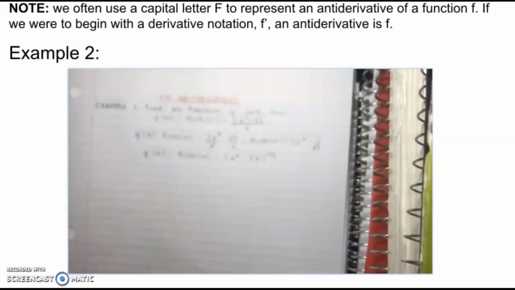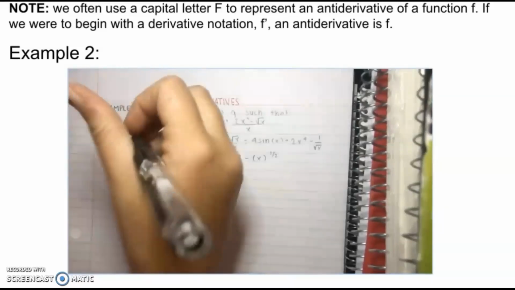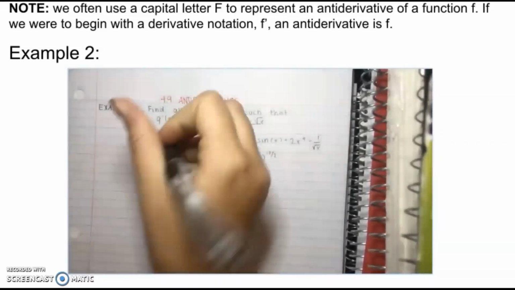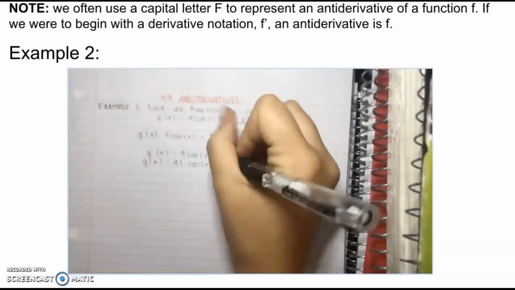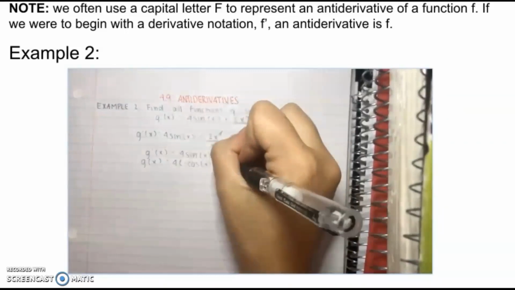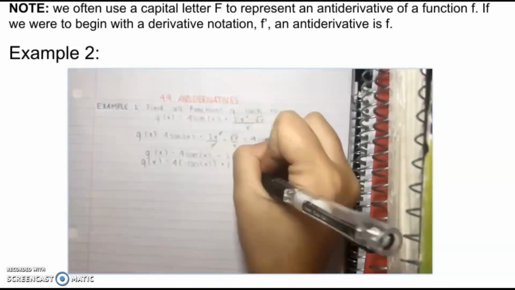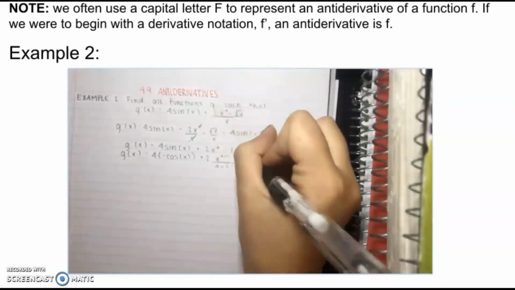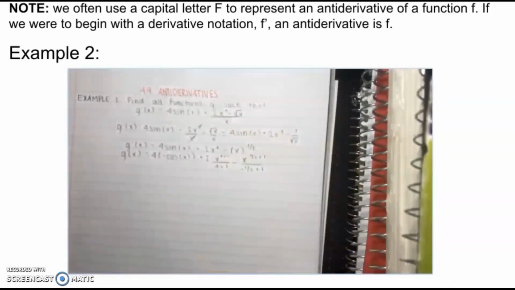So using the table or your knowledge of the antiderivatives, we then can solve for g of x. G of x equals, we did sine of x earlier, so it'd be 4 times negative cosine of x plus, using x to the n plus 1 over n plus 1, we can get 2 times x^(4+1) over 4 plus 1, minus, doing the same thing for this one, x^(-1/2+1) over negative 1/2 plus 1.